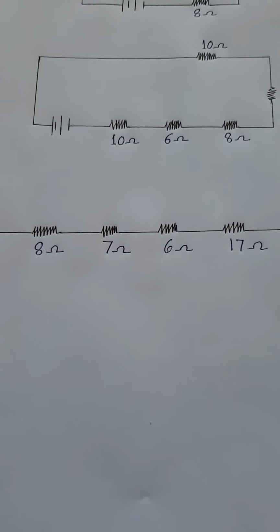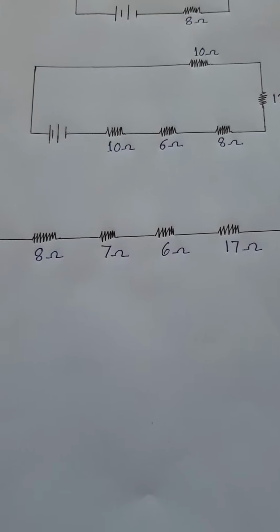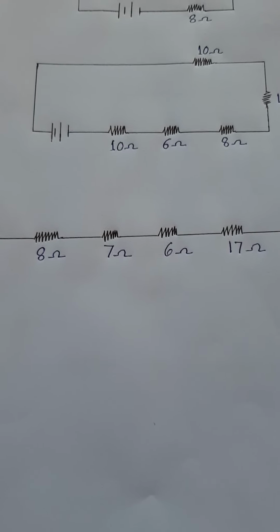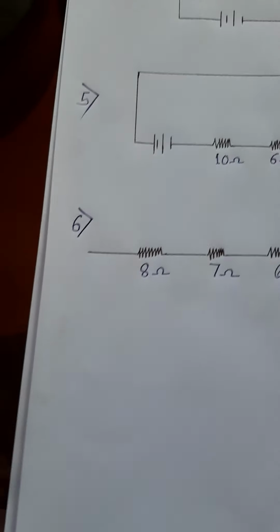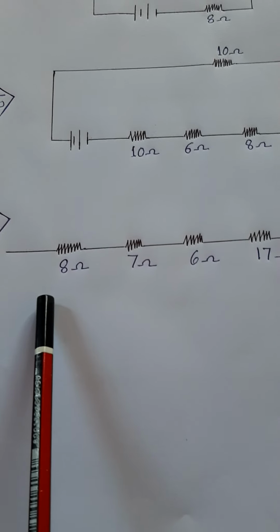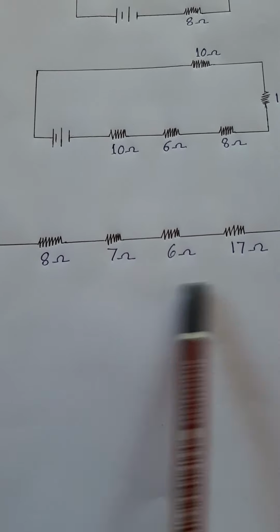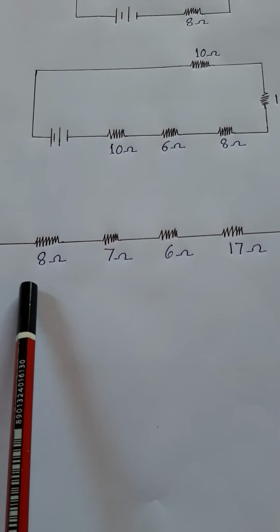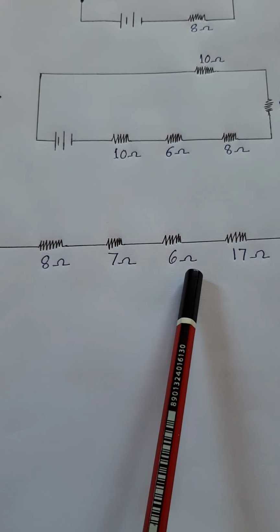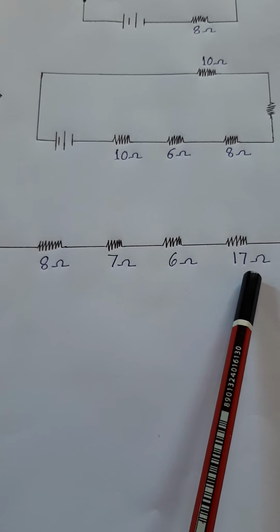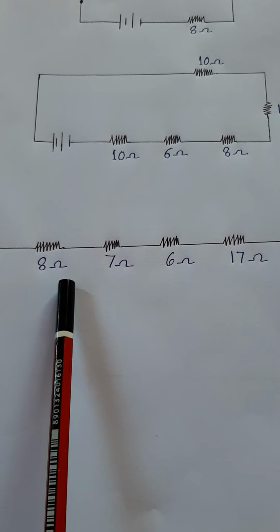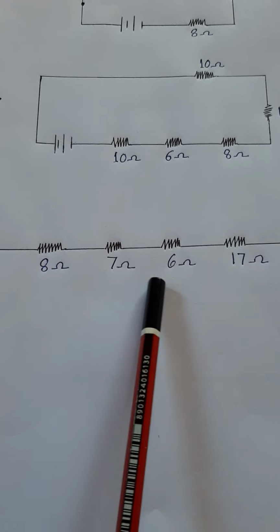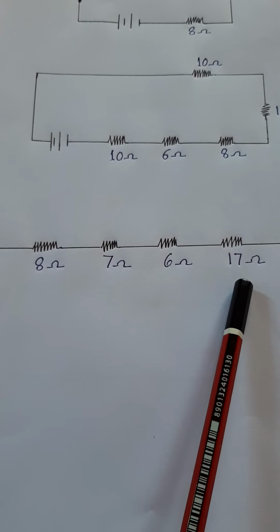And now we have the last question for today, question 6, on how to find the total resistance. As you see, it is connected in series, with 1, 2, 3, 4 resistances of 8 ohms, 7 ohms, 6 ohms, and 17 ohms. They ask you to find the total resistance.